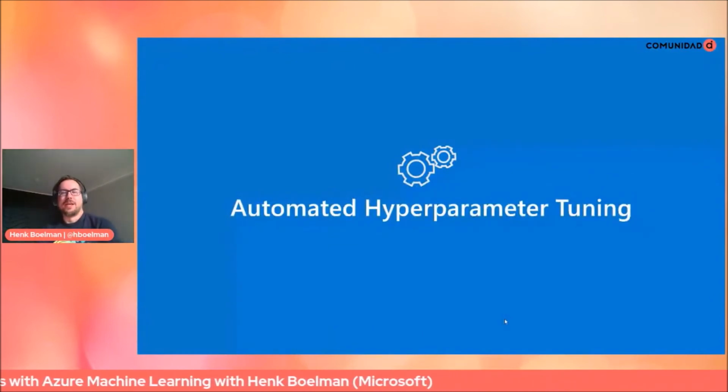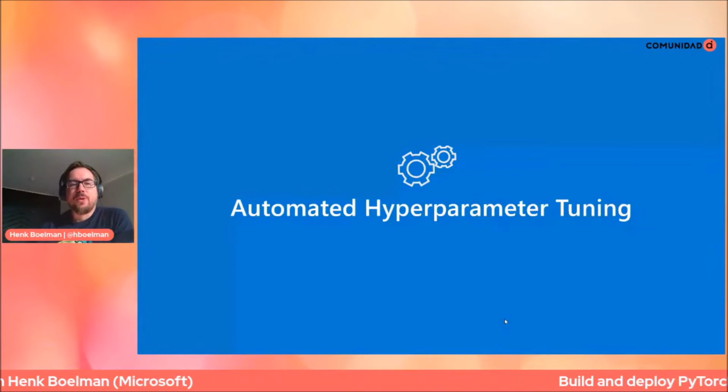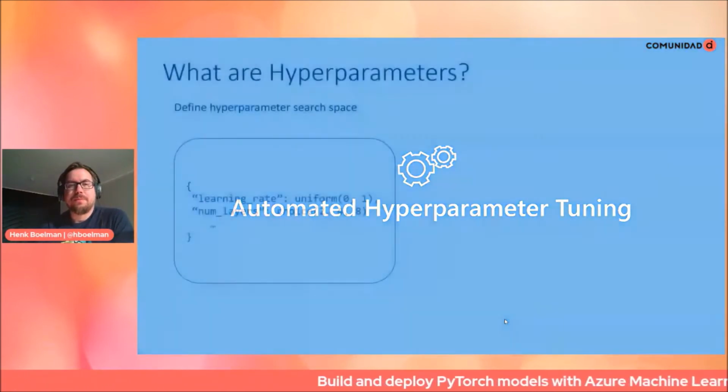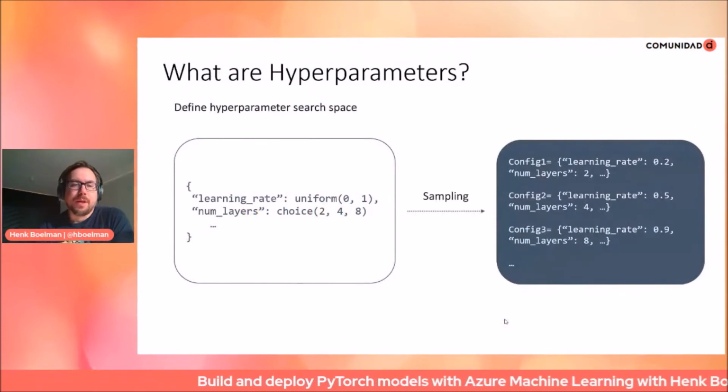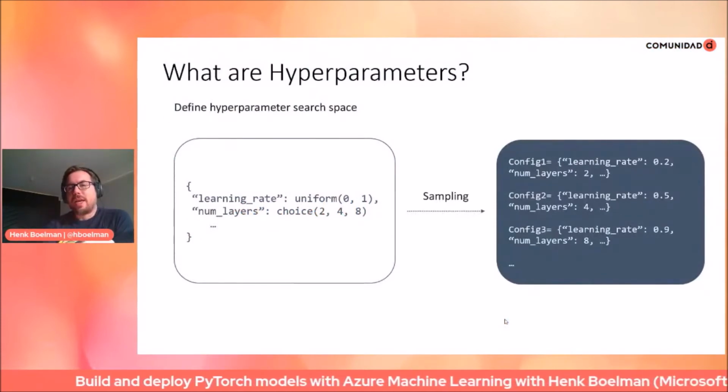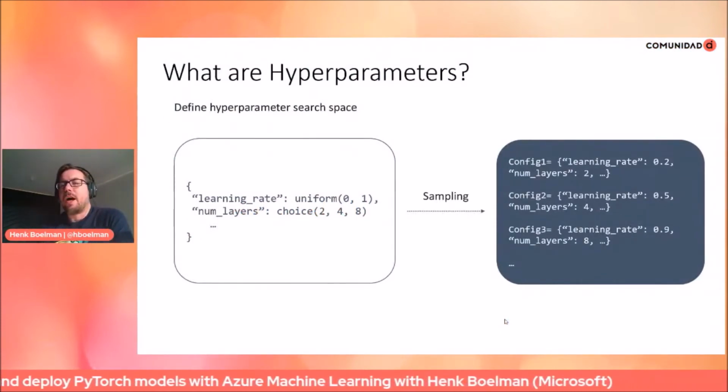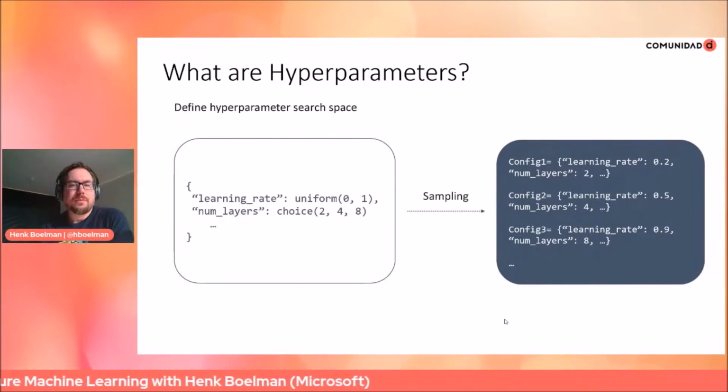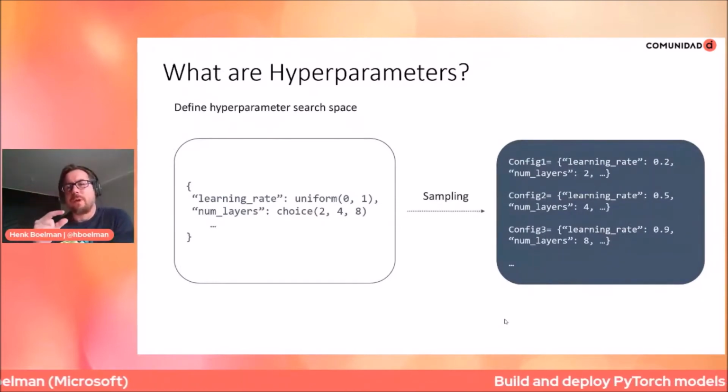So next, I want to talk to you about automated hyperparameter tuning. So what are hyperparameters? You saw I gave how many training rounds the model had to do when I was actually submitting my job. I gave incoming parameters.